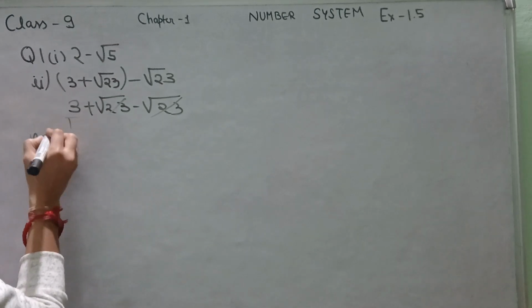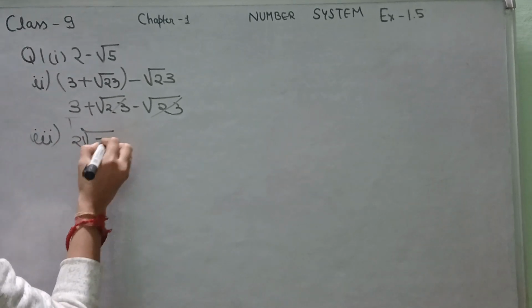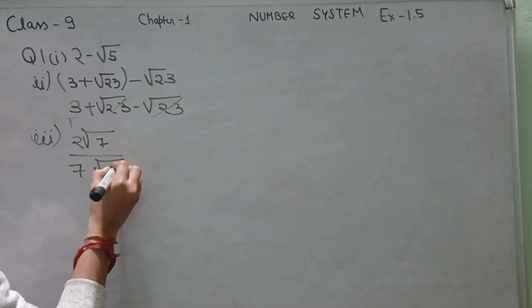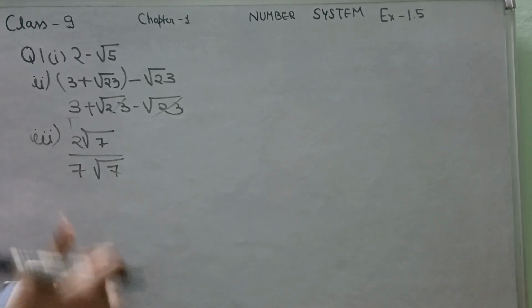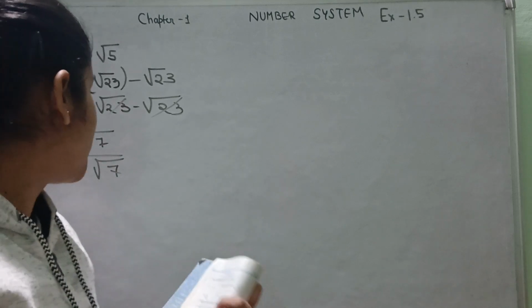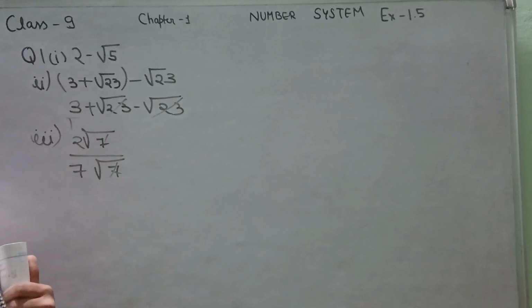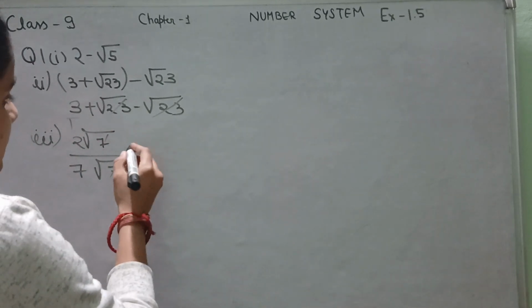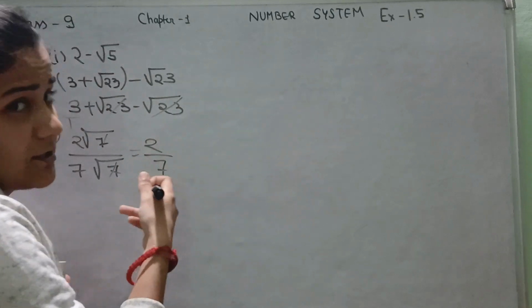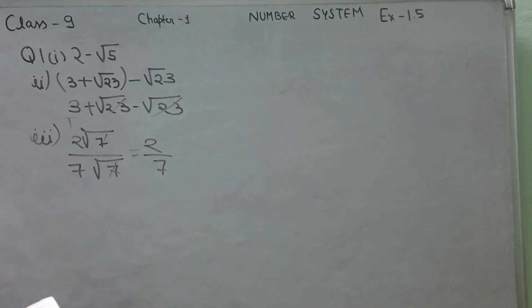Okay, coming on to question number third. It is 2 root 7 upon 7 root 7. We have not yet seen multiplication and division in roots, but we will see it in the upcoming section of this video. So what happens is it will simply get cancelled out. Root 7 will be cancelled out by itself. What is left is 2 upon 7. So it is a rational number. Yes, p upon q, q not equal to 0, and p and q are co-prime integers.